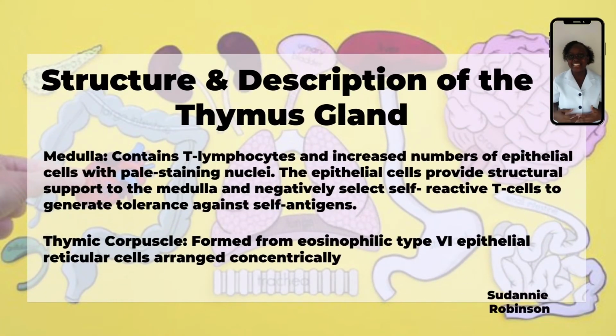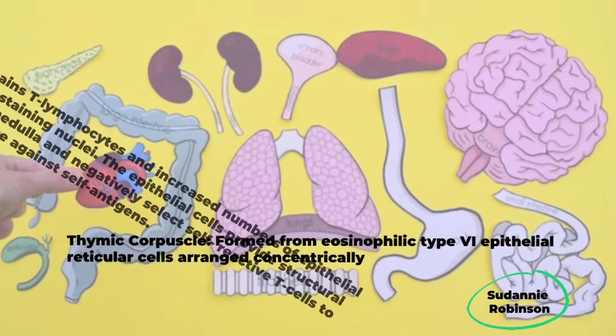Medulla. It contains T lymphocytes and an increased number of epithelial cells with pale staining nuclei. The epithelium provides structural support to the medulla and negatively selects self-reactive T cells to generate tolerance against self-antigen. Thymic corpuscle. Formed from eosinophilic type 6 epithelial reticular cells arranged centrifugally.